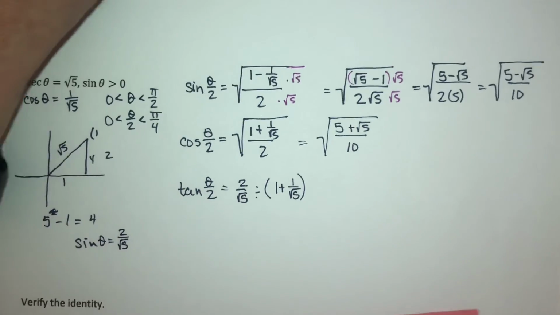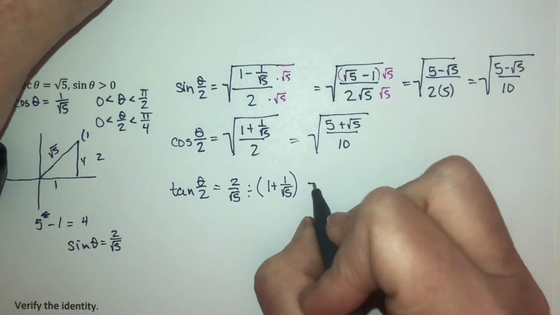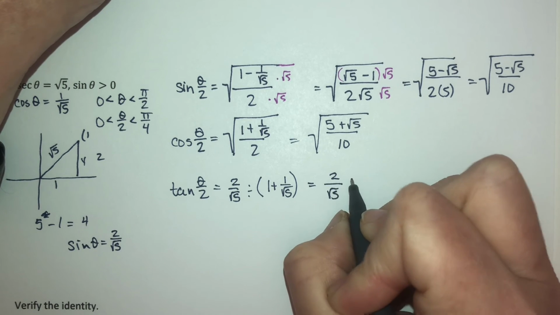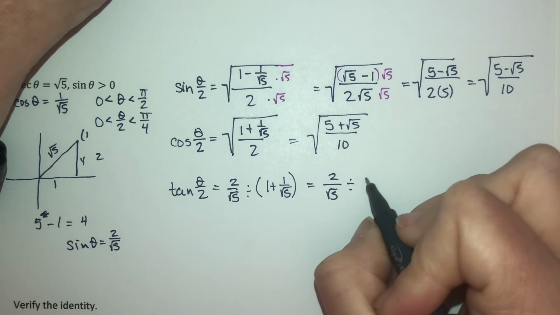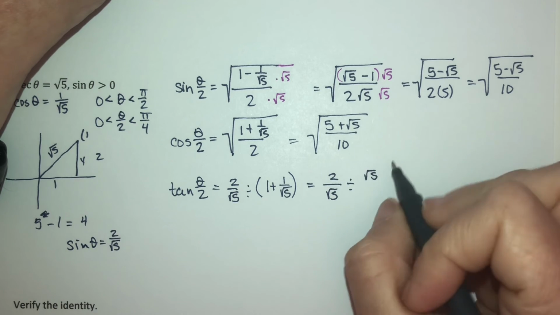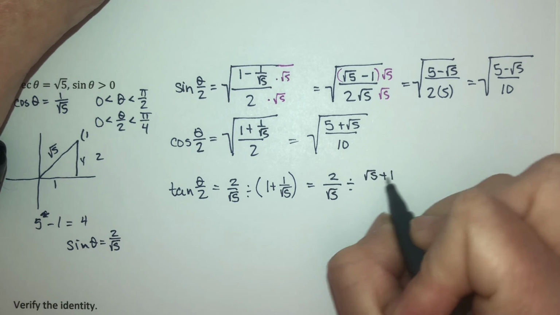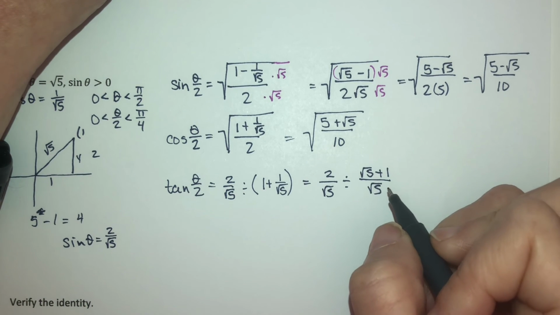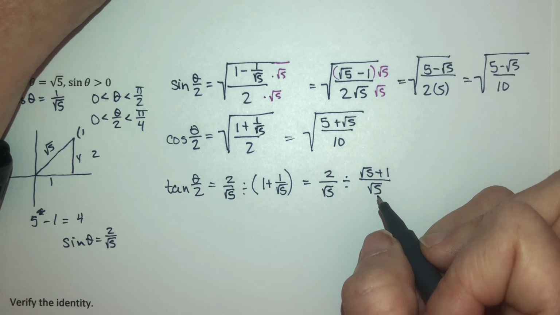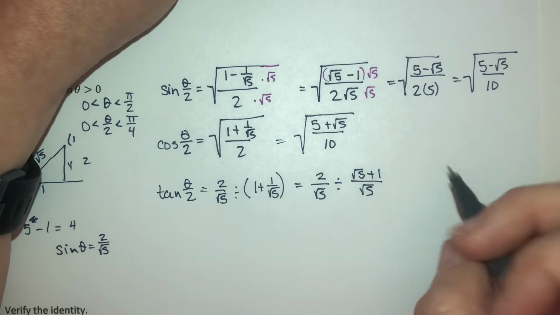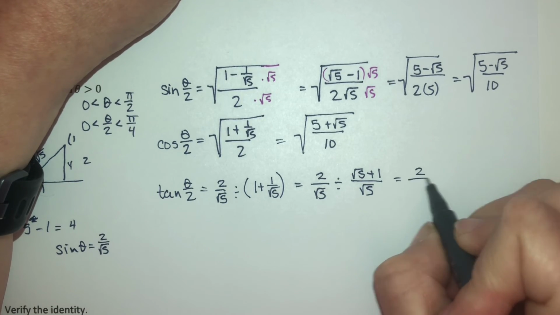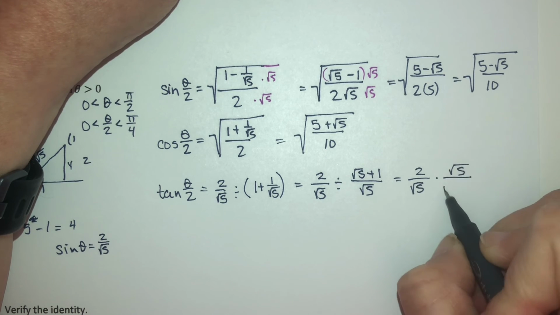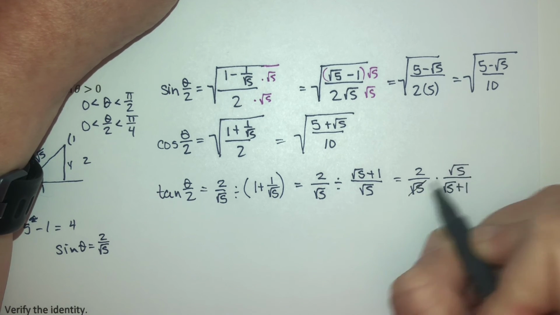Okay, so this will be equal to 2 times 2 over the square root of 5 divided by the square root of 5 plus 1 over the square root of 5. Okay, which is 2 over the square root of 5 times the square root of 5 over the square root of 5 plus 1.